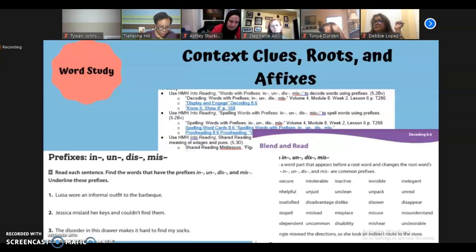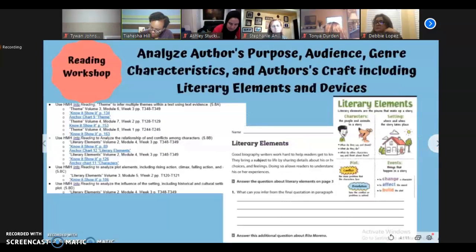Within the companion document located on Curriculum Central, I offered resources to support the study of roots and affixes. All resources can easily support being turned into a digital document that students can view and or edit. In Reading Workshop, the big focus is understanding the characteristics of fiction text, which includes author's purpose, audience, genre characteristics, and author's craft, including literary elements and devices. I offered a wide range of HMH resources as well as hyperlinked resources for your convenience. All of these resources can easily be converted to digital worksheets or resources for students on Canvas.